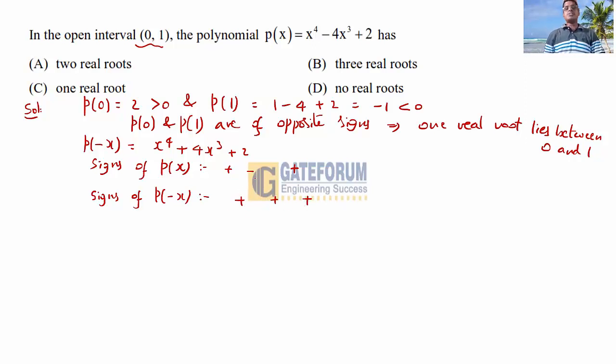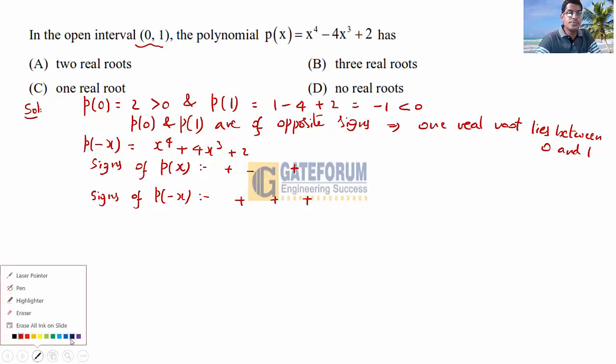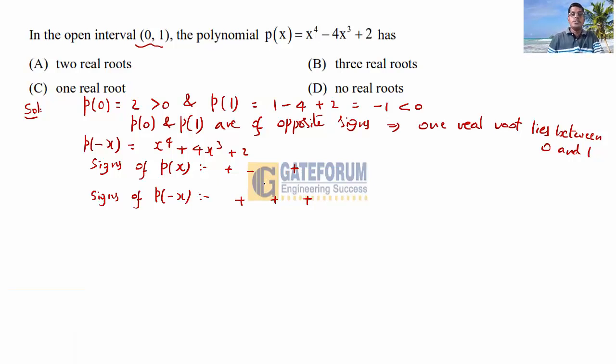Here there are two changes. It has at most two positive roots. That is called Descartes rule of signs. So this is one change, plus to minus, and this is another change, minus to plus.